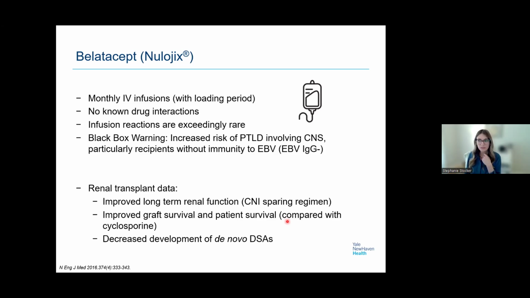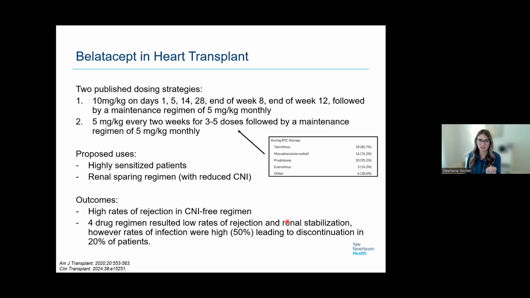In the kidney transplant data, it's been shown that this may improve long-term renal function in a CNI sparing regimen. And they have some 7-year data to show that it improved graft survival and patient survival, and may reduce the development of de novo DSAs. So there's a lot of desire to use this in the renal transplant population, and we're starting to see a little bit of use in the heart transplant population.